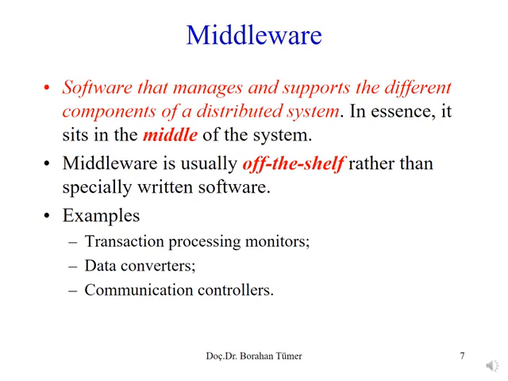The software medium through which the components of a distributed system can communicate with each other is called middleware. Middleware manages and supports different components of a distributed system. In a sense, it sits in the middle of the system. Middleware is usually off-the-shelf rather than specialist written software. That means you can buy it from the market, readily available. Transaction processing monitors, data converters, and communication controllers are examples of middleware.